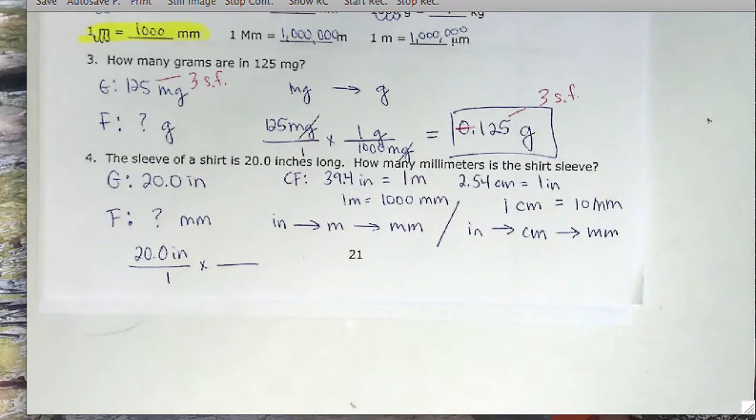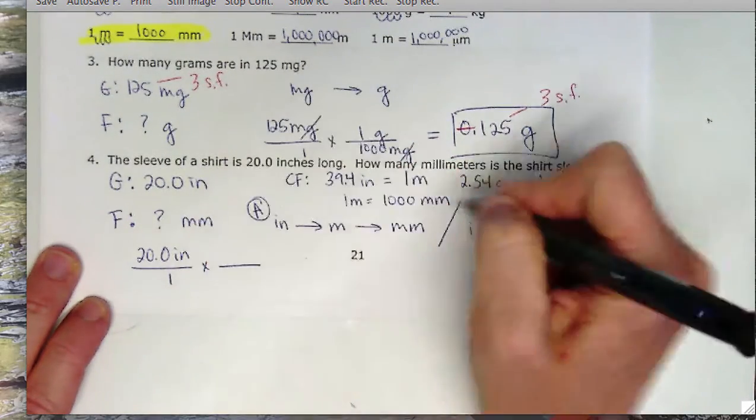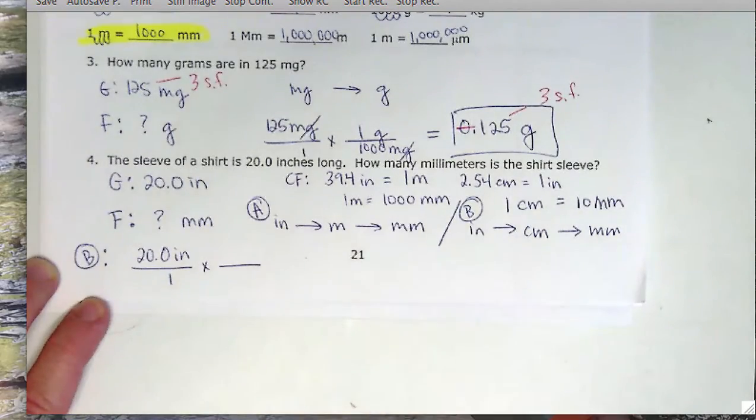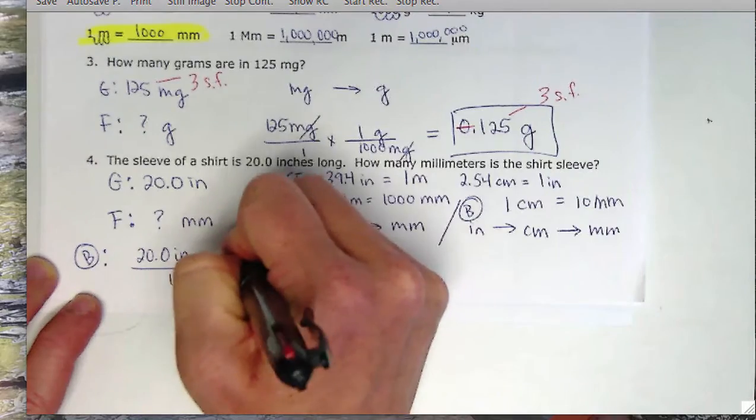How will we have them lined up? We're going to go with this. This is A. Centimeters would be on top and then inches on the bottom. Centimeters on top, inches on the bottom. Excellent.